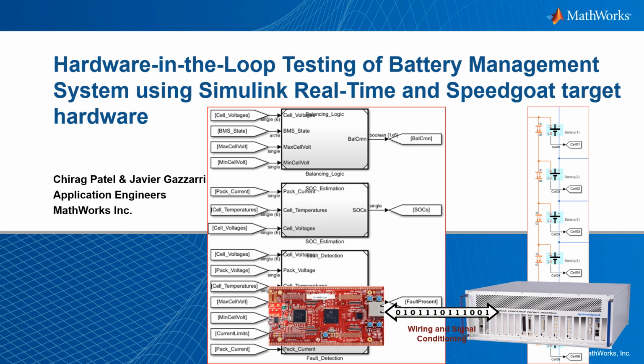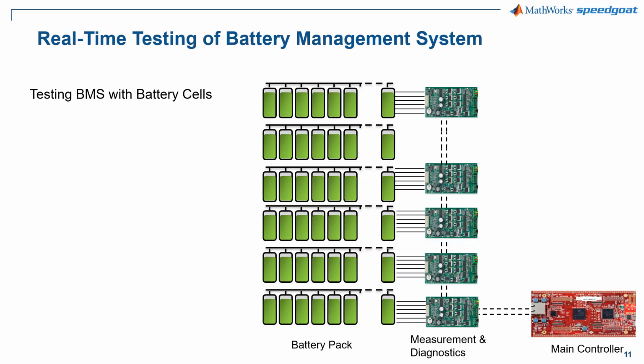Thank you, Javier. In this section, we are going to take a closer look into hardware-in-the-loop testing of battery management system. Extensive end-to-end testing of battery management system, including all the possible fault conditions, is required to make sure that the system behaves as expected. Doing this type of testing for battery management system can be very time-consuming.